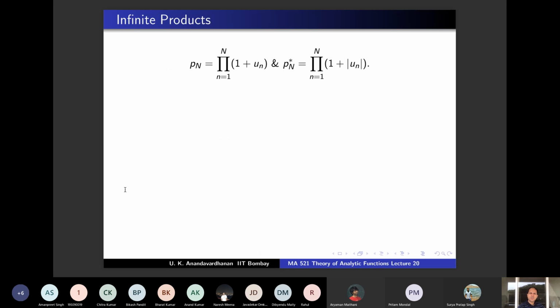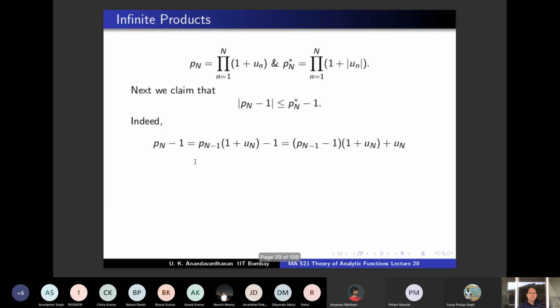And now, these are the definitions, Pn and Pn star. Now we are going to claim that mod Pn minus 1 is less than or equal to Pn star minus 1. This is also easy. This is induction. When n equals 1, there is nothing to do; by definition, Pn minus 1 is Pn star minus 1. So assume by induction that this is true up to n minus 1, and then you can do it for n. Consider Pn minus 1. Pn is the product up to 1 plus un, which is the product up to n minus 1 times 1 plus un, minus 1. You can write this as Pn minus 1 minus 1 times 1 plus un, plus un. Just multiply, you will see that this is exactly this.